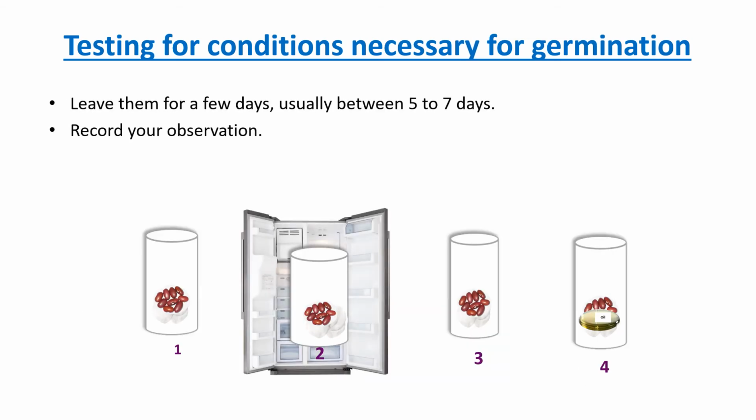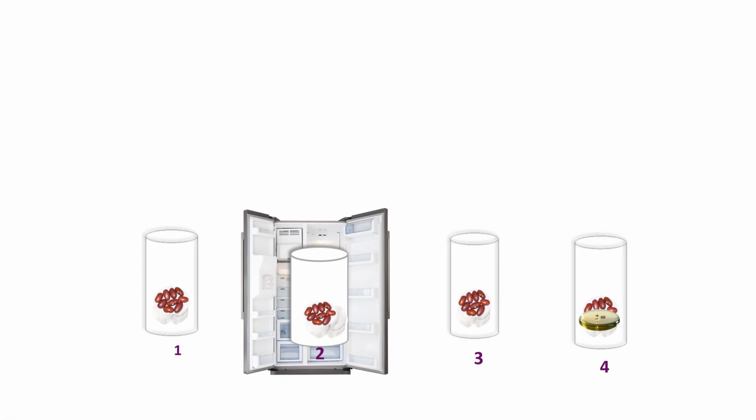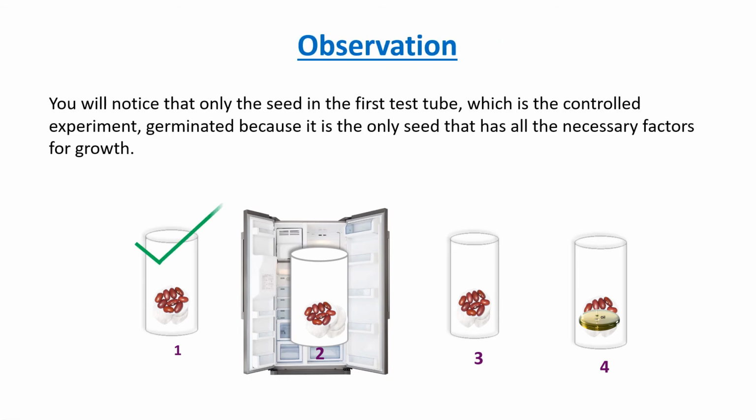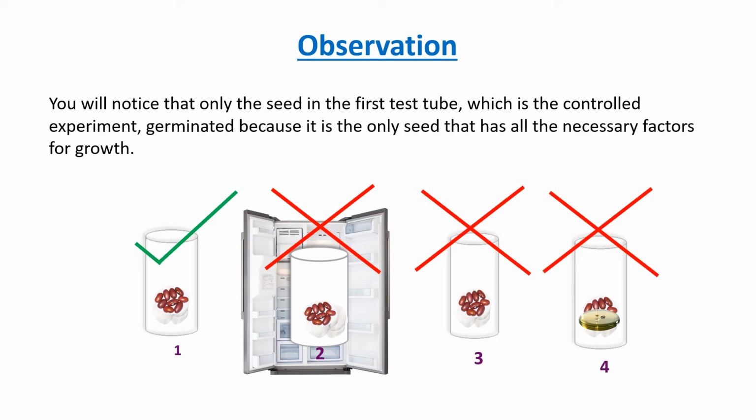Leave them for a few days, usually between 5 to 7 days. Record your observation. Observation. You will notice that only the seed in the first test tube, which is the controlled experiment, germinated because it is the only seed that has all the necessary factors for growth.